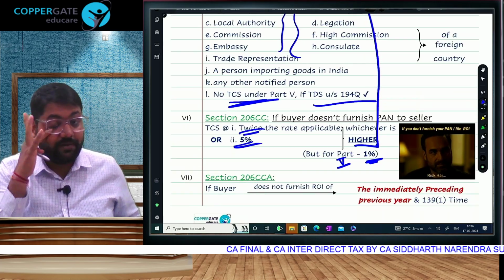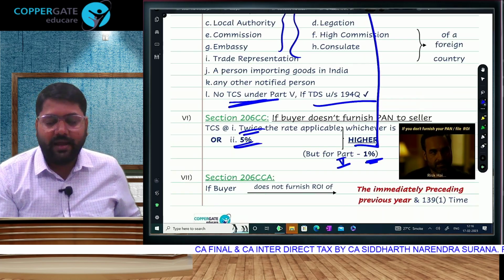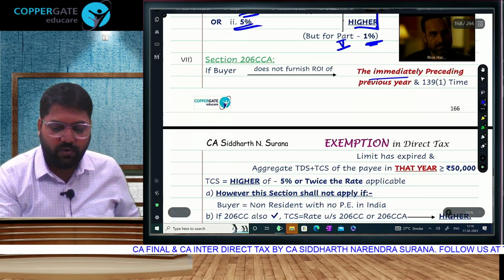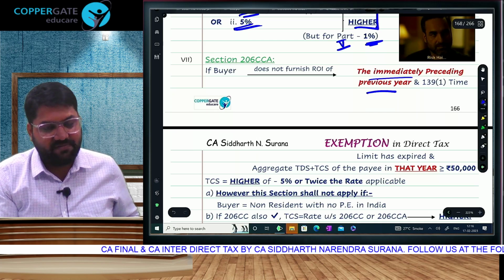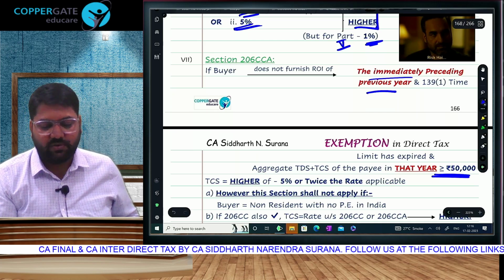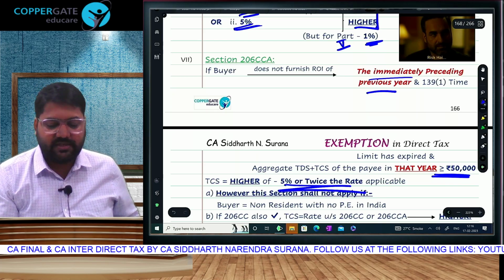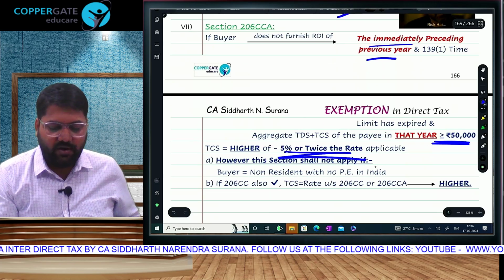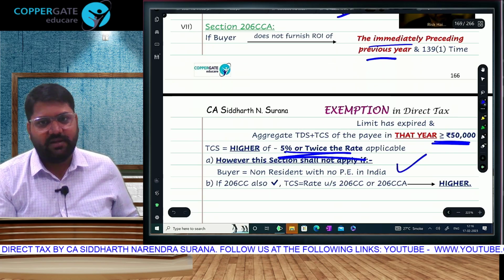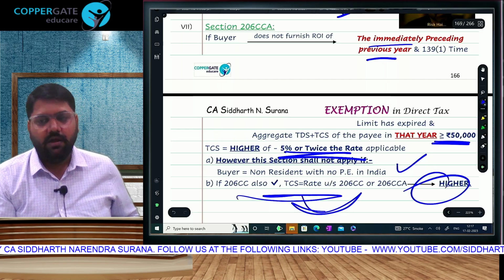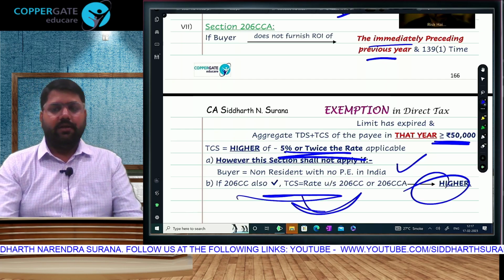For part 5. And for non-filers, with the same amendment, last year it was 2 years of not filing, but now only 1 year of not filing. We already know we will take 2021. We already saw that the TDS plus TCS total for that year has to be 50,000 or more, then 5% or double, whichever is higher. If non-resident with no PE in India, then this non-filer rule will not apply. And of course, if both sections are applicable, whichever is higher is your TDS and TCS.